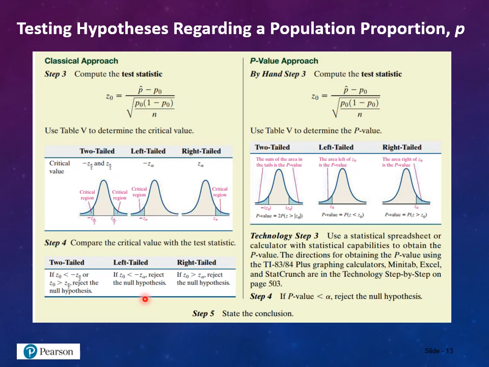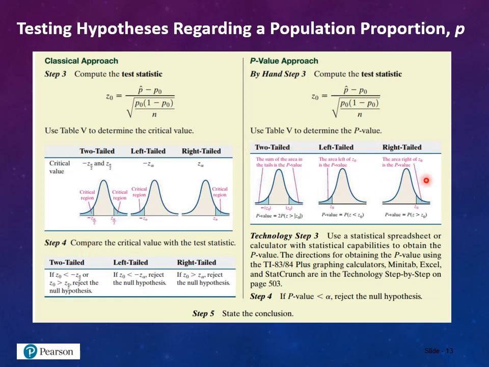In a p-value approach, we compute the test statistic in a similar way, and then we use table 5 to determine the p-value, right? The area under the curve, which is then the probability. And notice that if we have a two-tailed test, then we're looking for a p-value that's twice, right? Because we have the left and the right. And then we can see the probability.